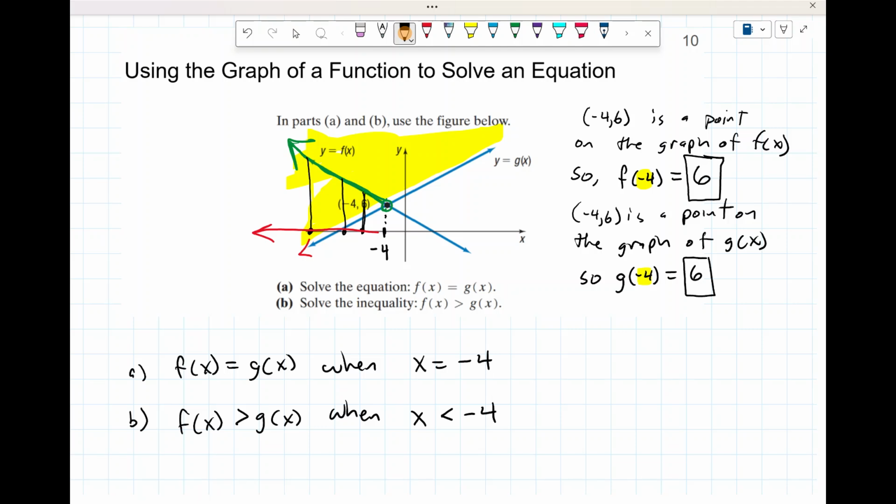Now notice we didn't put an equal sign there. The reason why is, when x is equal to -4, that's when f of x is equal to g of x. It's not bigger than g of x. So we don't want to include -4, but any x value to the left of it results in a y value or an output that is greater than g of x. All right, so there is our solution to this problem.